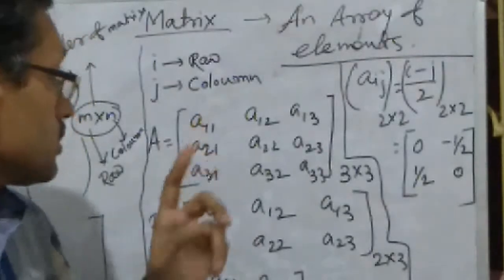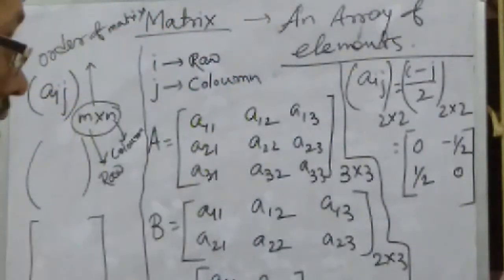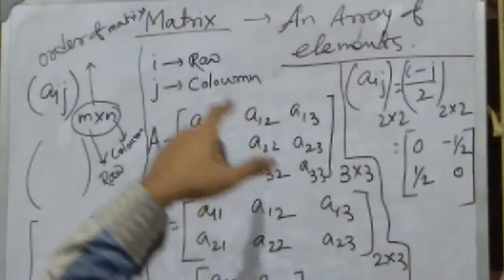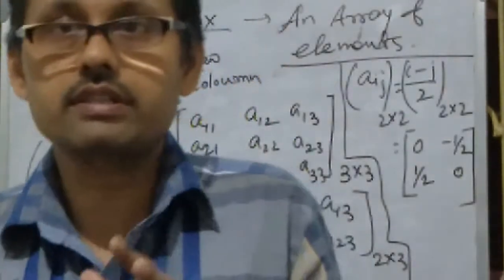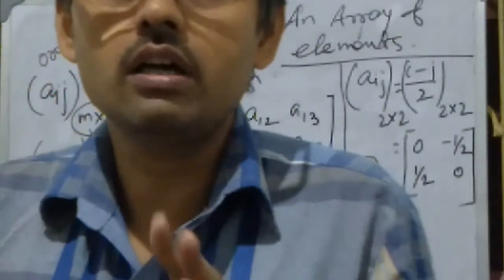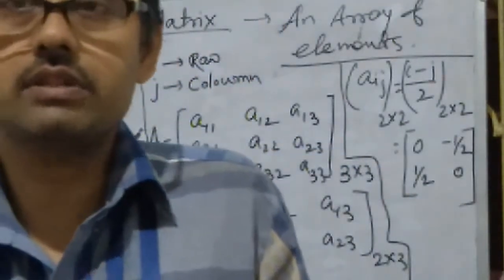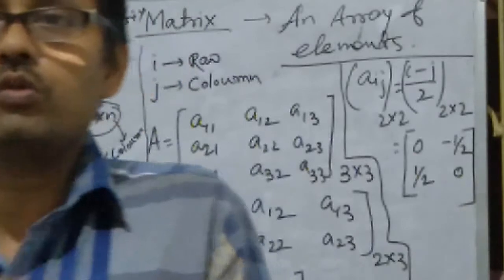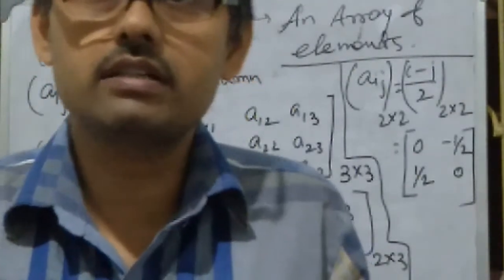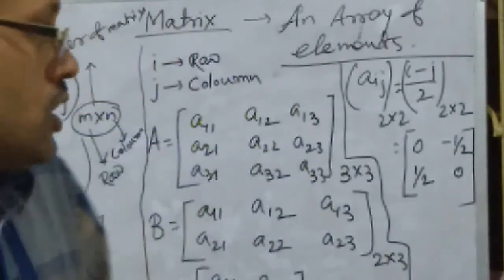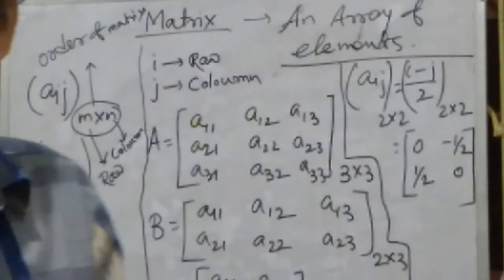The session is related to the ICSE class 10 chapter, that is matrix. In this chapter we are going to discuss the theoretical concepts: what is a matrix, how to add matrices, how to subtract matrices, what is the order of a matrix, and what are equivalent matrices. So all these things we are going to discuss in this session.